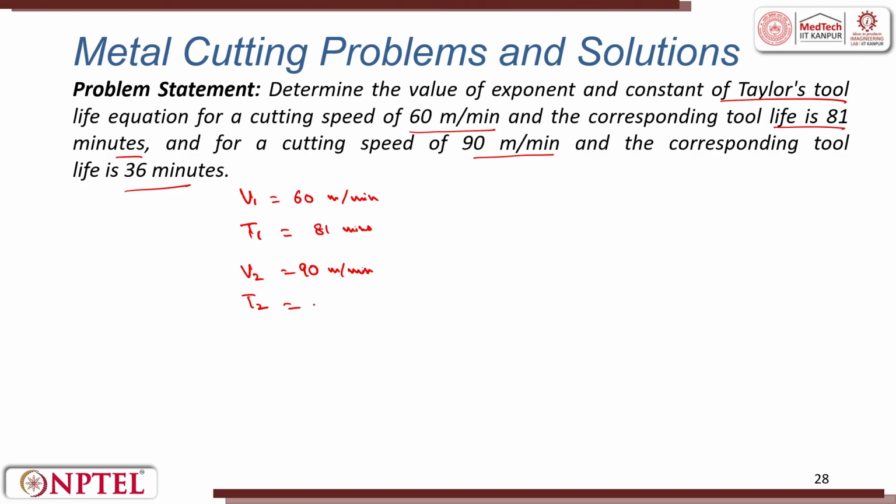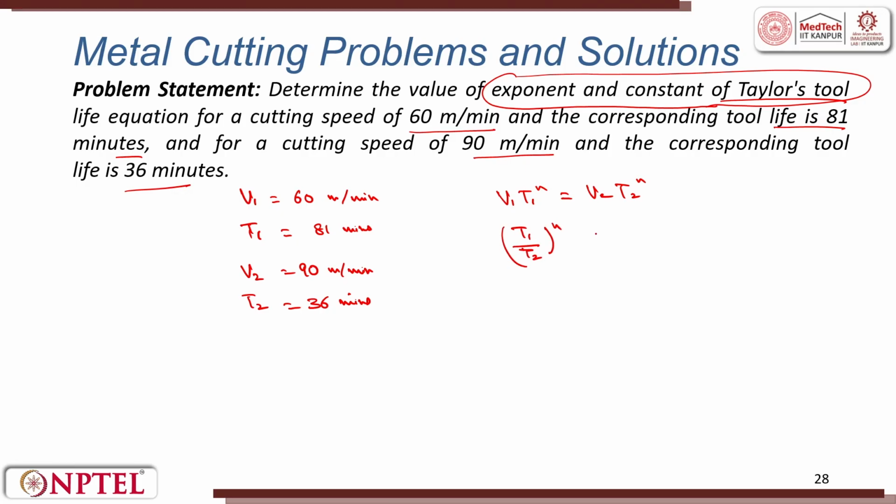And at this cutting speed the tool life is 36 minutes. So we need to find the exponent and constant of the Taylor's tool life equation. It is given that this is a single equation, V1 T1 power n is equal to V2 T2 power n. Let me put the values here. I can simply say (T1 by T2) power n is equal to V2 by V1.